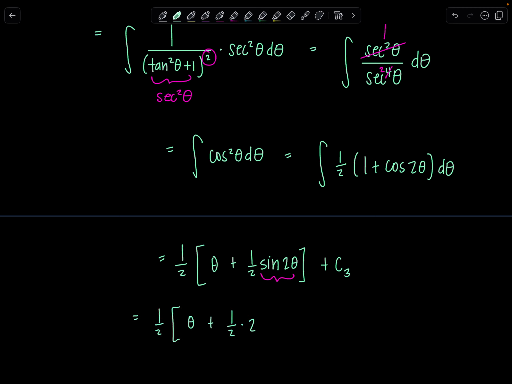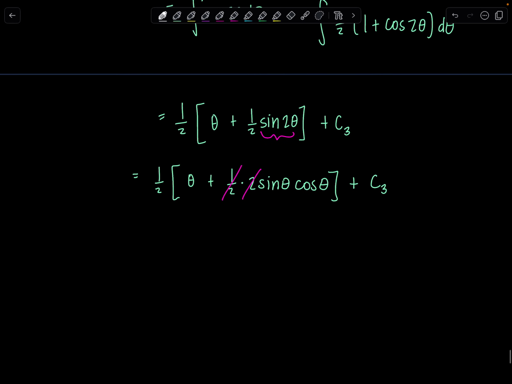So this is 1/2 times 2 sine theta cosine theta plus C3. And the 1/2 and the 2 just cancel out so beautifully. And now it's triangle time. So remember, we had made the substitution. We had let x equal tangent theta. Well, that's x over 1, really.